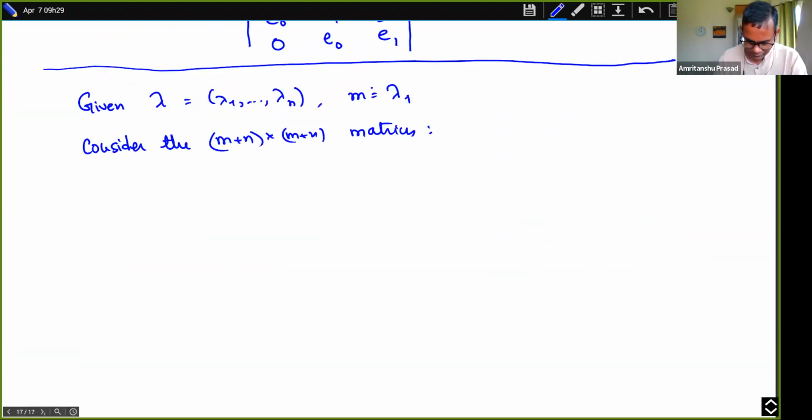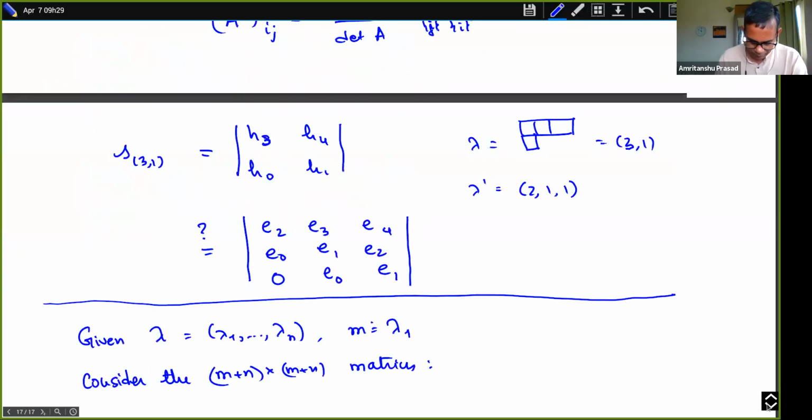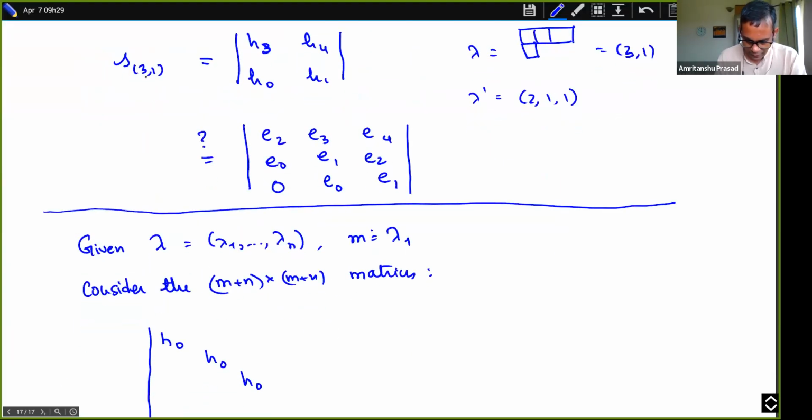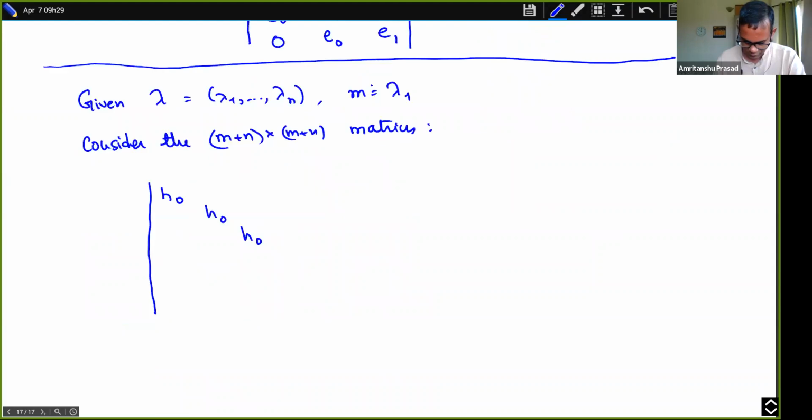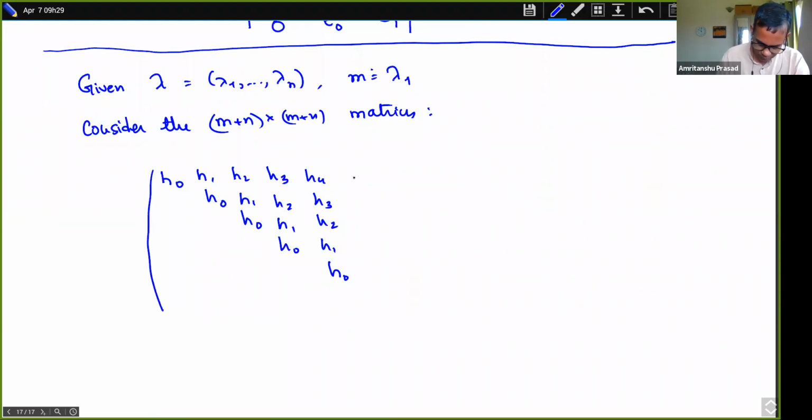So the matrices I'll consider are H0, H0, H0. So here in our example, we'd be looking at n is 2 and m is 3. So I'd look at 5 by 5 matrices. So let me just do that. H0, H0, H1. So it's an upper triangular Toeplitz matrix. And let's not look at the determinant, let's just look at this matrix. So this is H m plus n.